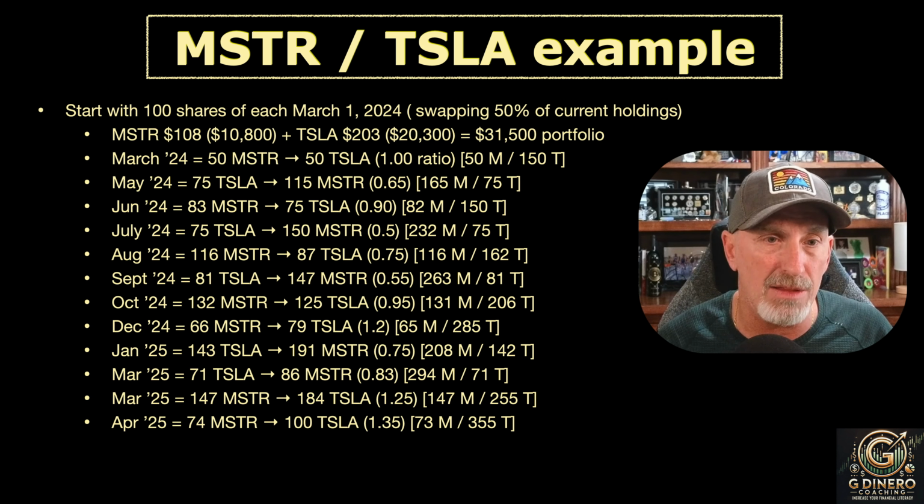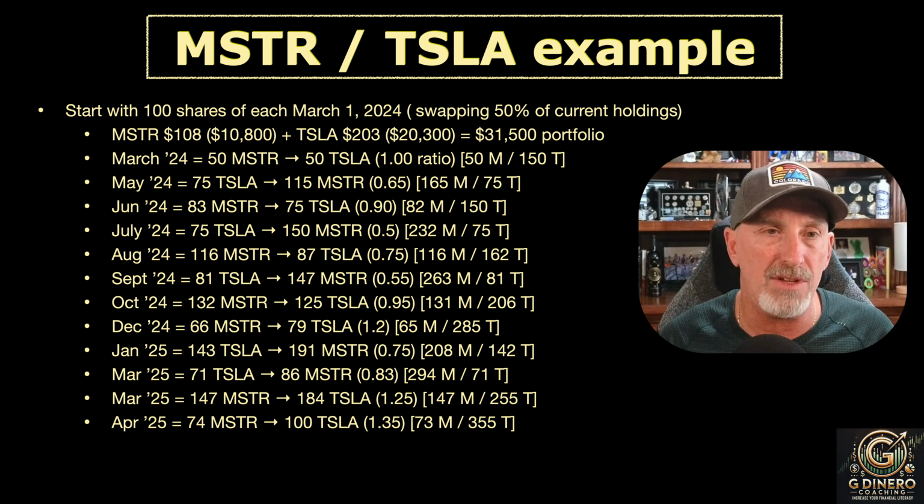Until we get down there to December of 24. So go ahead, I'll give you a second to get your eyes down there to December of 24. It's the 1, 2, 3, 4, 5, 6, 7, 8th swap down. And right there you'll see it says 66 MicroStrategy shares to 79 Tesla. So what happened? Well, we got two sell signals in a row.